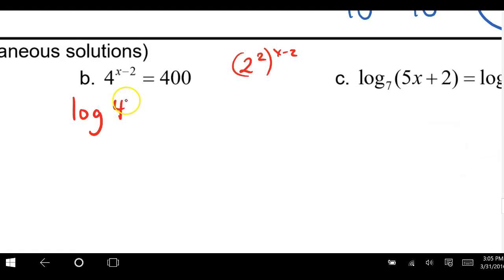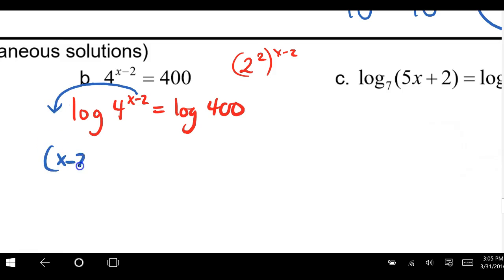Log of 4 to the x minus 2, and then log of 400. And now let's use those properties of logs. I know that if I have an exponent here, I can move it to the front. And this becomes x minus 2 times the log of 4 equals log of 400.